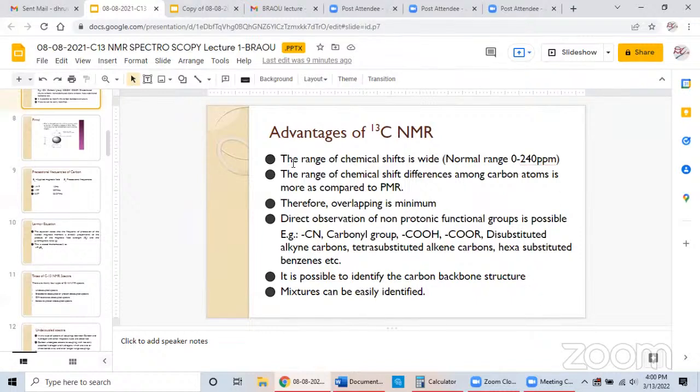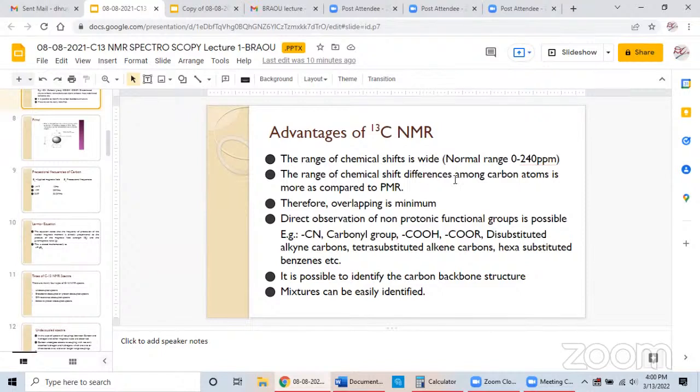The advantage is that the range of chemical shift is wide. It is roughly between 0 and 240 ppm, whereas for proton NMR it is normally 0 to 10, sometimes 0 to 12, and sometimes 0 to 16, maximum 18 ppm. The normal range for C13 itself is 0 to 240. That means C13 signals are widely distributed in this range, so definitely there will not be overlapping.